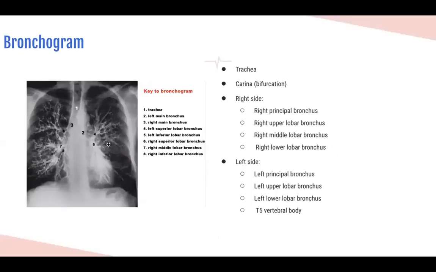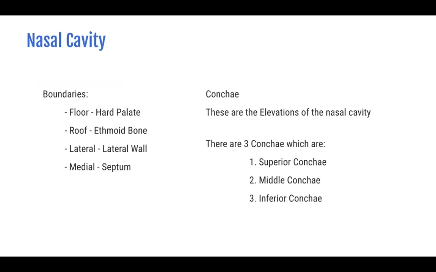Again, the bronchogram, you guys knew it all. The trachea is divided into the left and right main bronchus, and the left main bronchus is divided into two: the left superior lobar bronchus and the left inferior lobar bronchus. And the right main bronchus is divided into three: superior, middle, and inferior lobar bronchus. Now, moving on from the mediastinum, does anyone have any questions from the mediastinum? You can go ahead and ask.